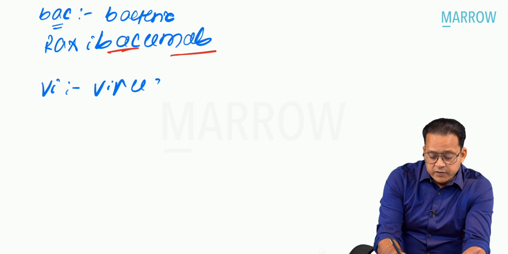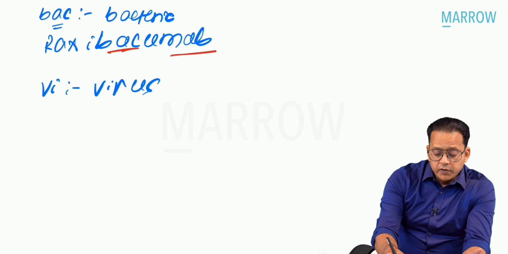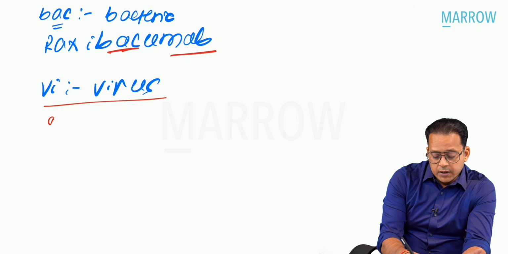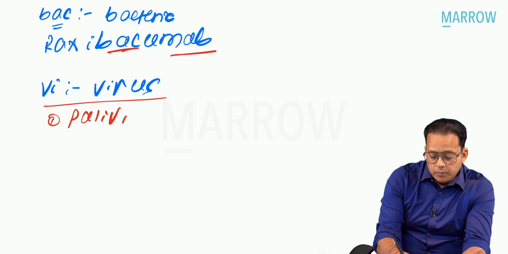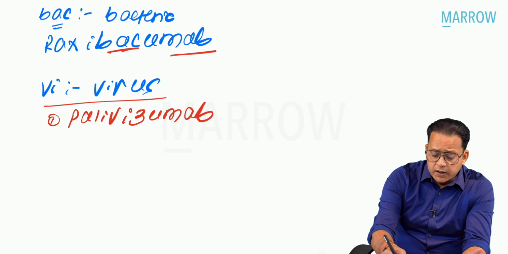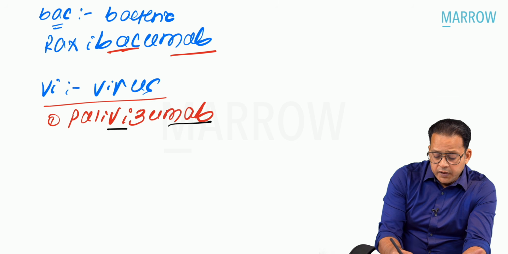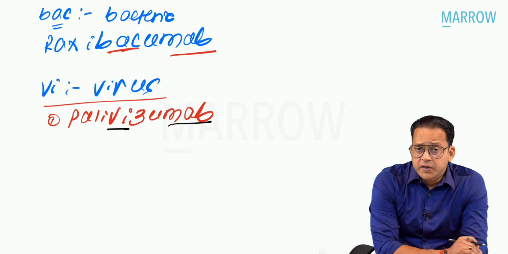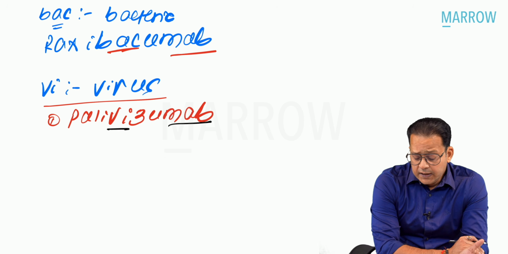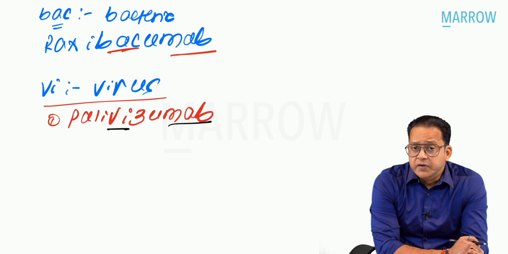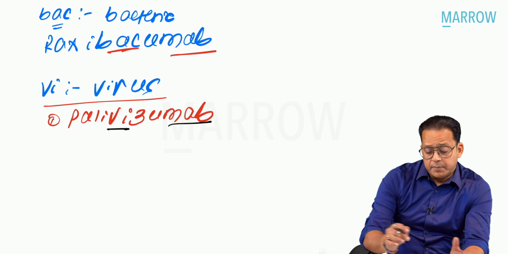If a drug has VI, it stands for virus. For example, let us talk about a drug called palivizumab. Palivizumab, guys, it is a drug, MAB, VI virus. It is against RSV or respiratory syncytial virus, and it is used for RSV prophylaxis.